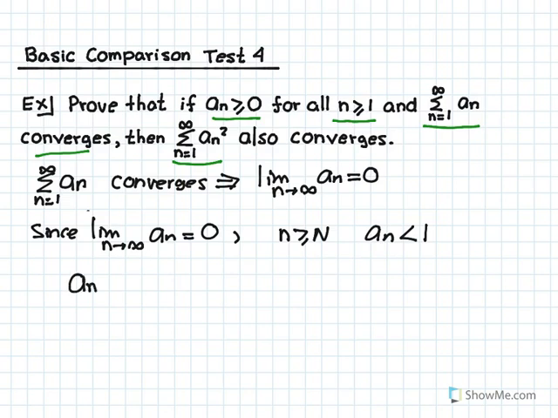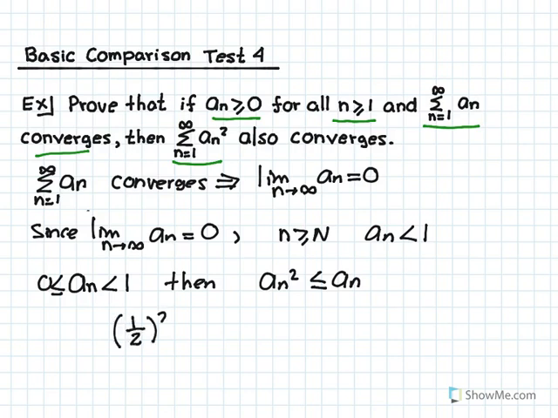And since a_n is less than 1, larger or equal to 0, then a_n squared is less than or equal to a_n. Why is that? The reason is because a fraction less than 1 squared is less than the original fraction that we started with. So, for example, 1/2 squared is equal to 1/4, and that's less than 1/2. A positive fraction squared is less than the original fraction that we started with.